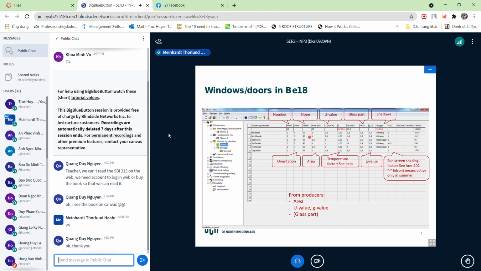Oh, sorry. Slope of the window. So basically, if the window is on the facade, it should be 90 degrees. If it's on a flat roof, it should be 0 degrees. And if the roof has a slope, it should be somewhere between 90 and 0.